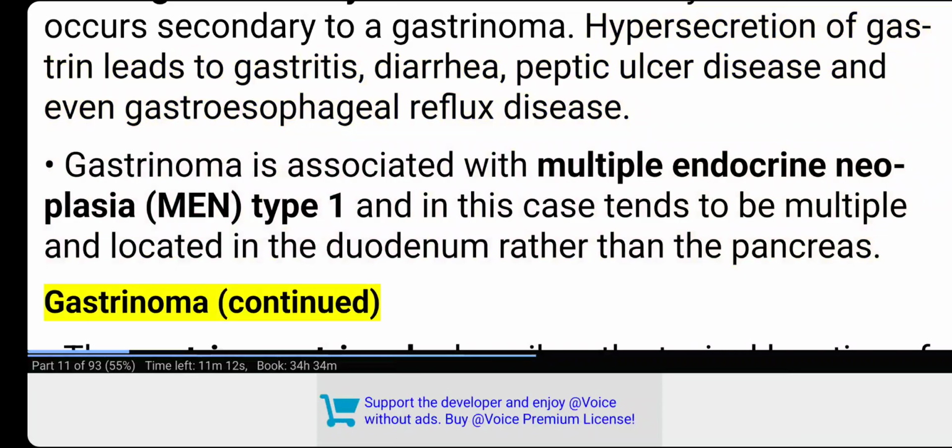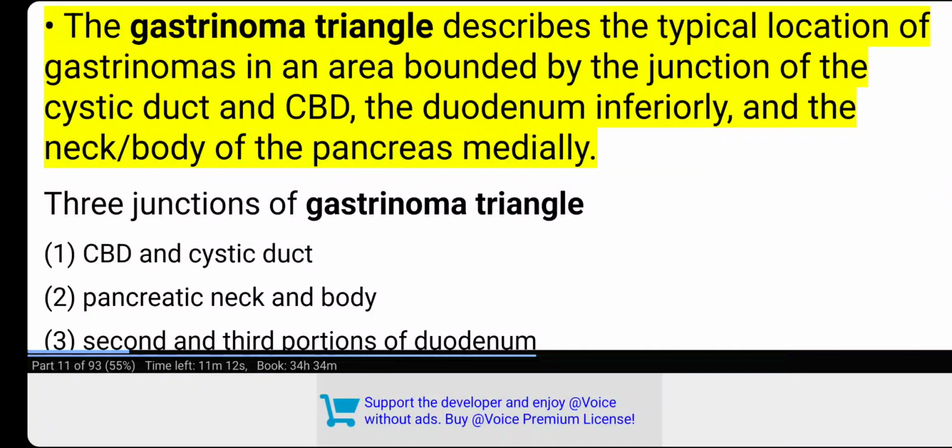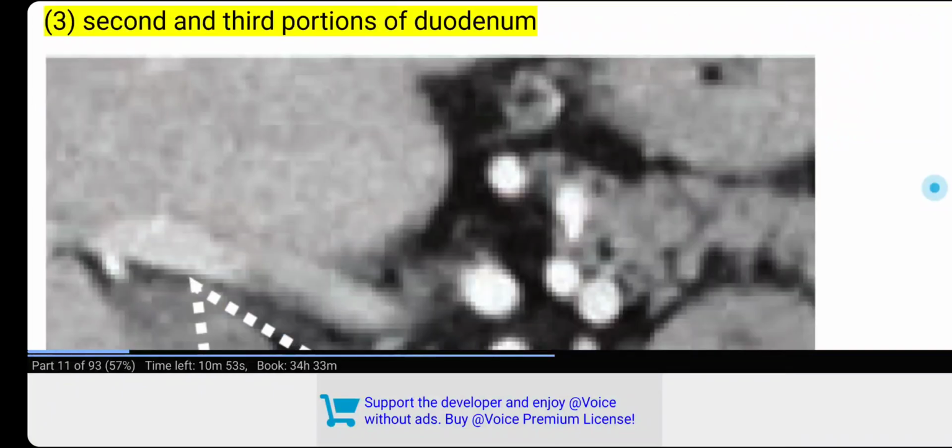Gastrinoma continued. The gastrinoma triangle describes the typical location of gastrinomas in an area bounded by the junction of the cystic duct and CBD, the duodenum inferiorly, and the neck and body of the pancreas medially. Three junctions of the gastrinoma triangle: 1. CBD and cystic duct. 2. Pancreatic neck and body. 3. Second and third portions of duodenum.